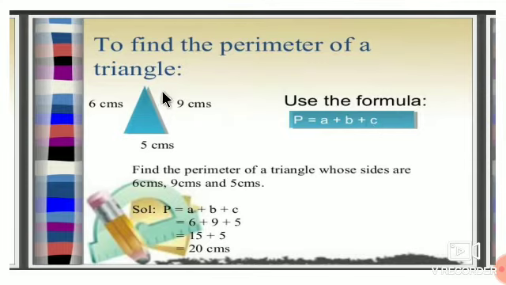So here the sides are given: 5 centimeter and this is 9 centimeter. Put the values in the formula. You will get 20 centimeters. So this is how to find the perimeter of the square, rectangle and the triangle. Understood it?